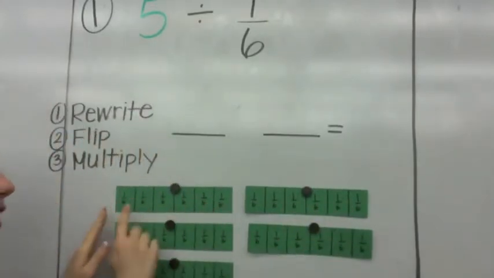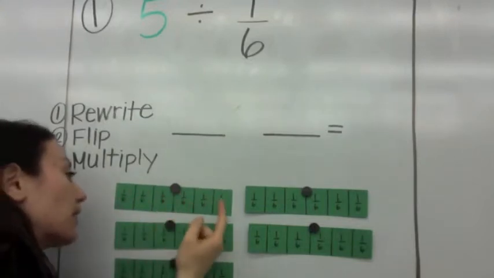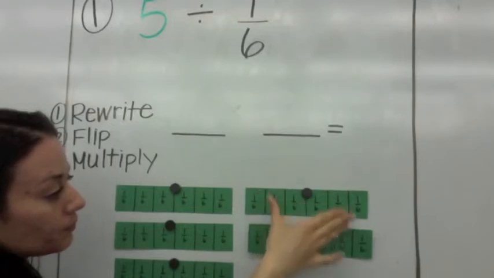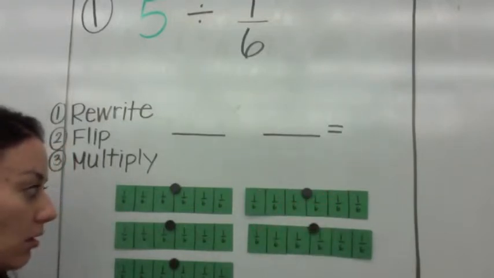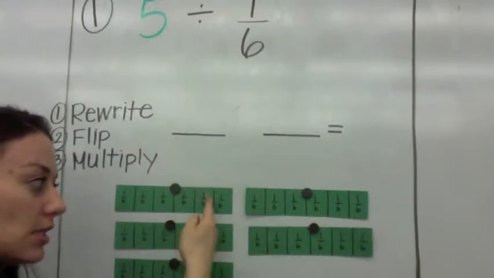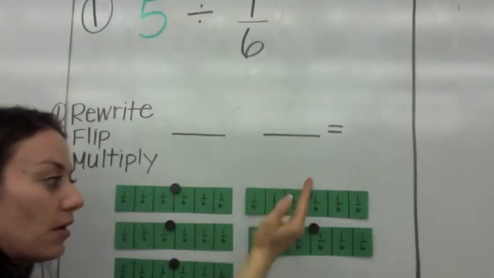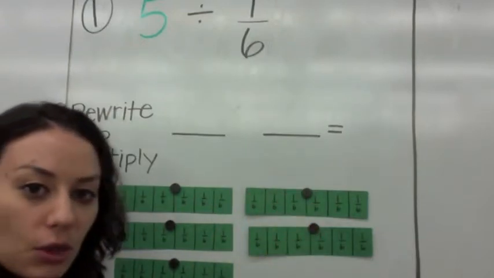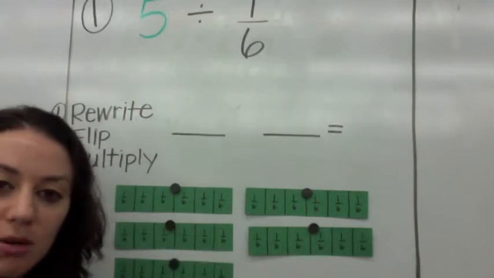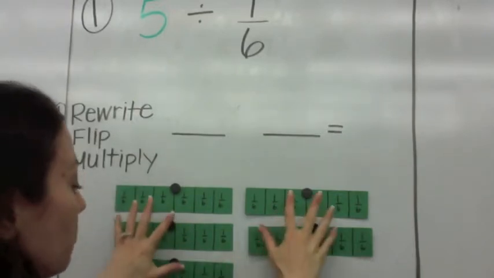Well, if each one has 6, instead of counting 1, 2, 3, 4, 5, 6, what could I do? Okay, because it's repeated addition. I'm going to count 6 how many times? I'm going to count it 1, 2, 3, 4, 5. So 6, 12, 18, 24, 30. See how it works? Okay, so I just said you have to multiply, right? Yeah, you do have to multiply.